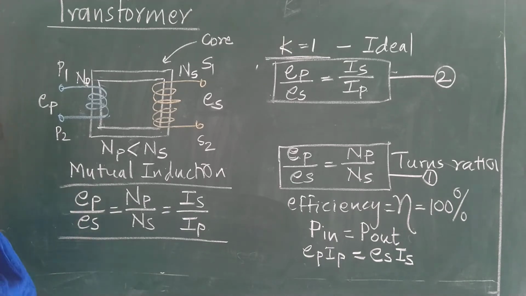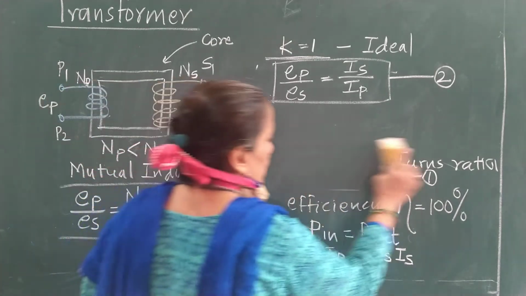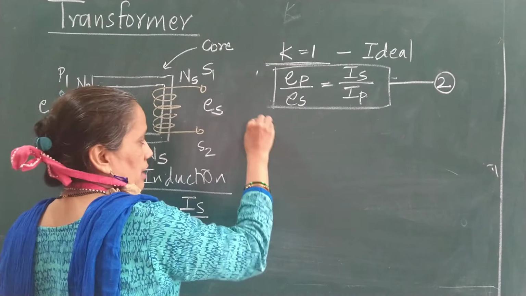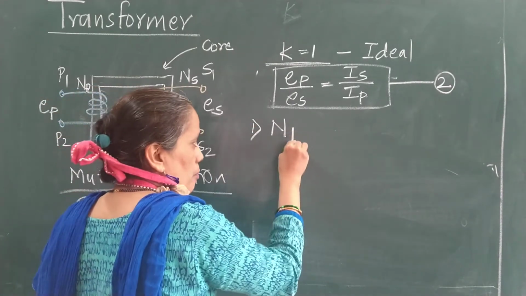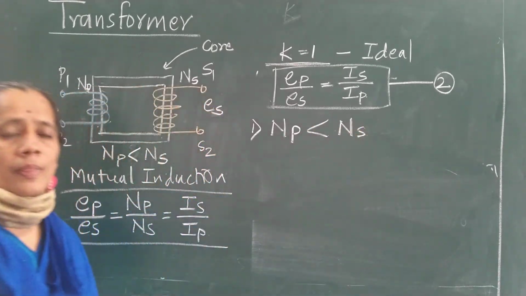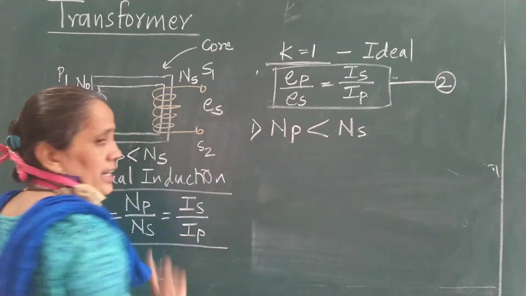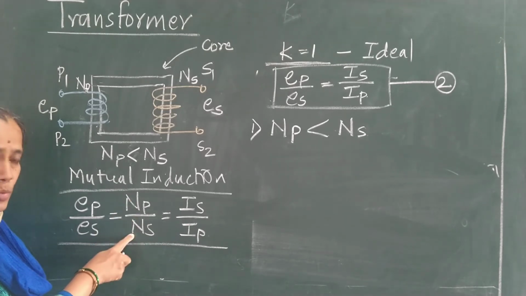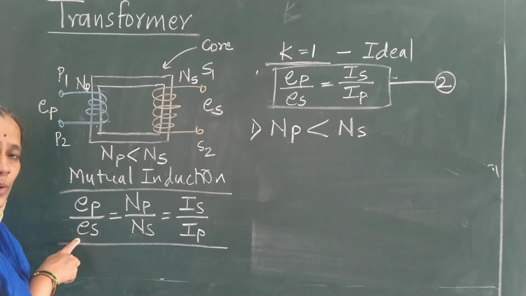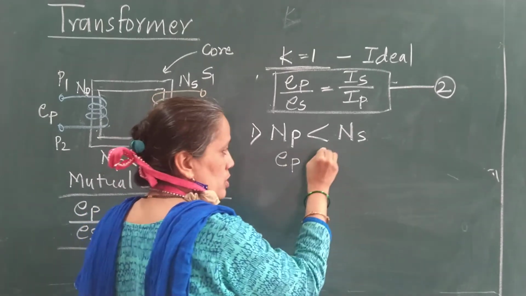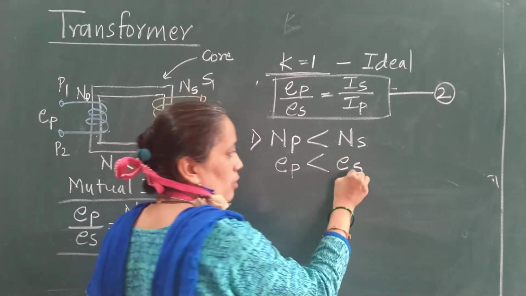Clear? Now the next topic under this concept is regarding turns of primary coil and turns in secondary coil. First one, if I am saying that number of turns in primary is less than number of turns in secondary, so NP is less than NS. So if NP is less than NS, this ratio is less than 1. If this ratio is less than 1, this EP upon ES ratio is also less than 1. Ratio is less than 1 means EP, EMF produced across primary, is less than EMF produced across secondary.